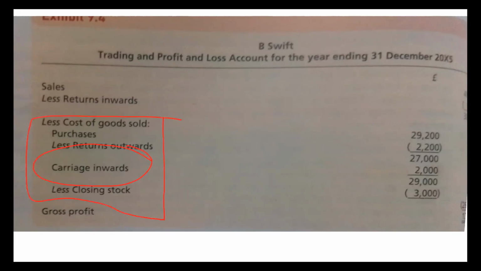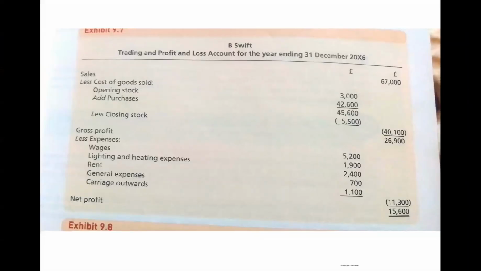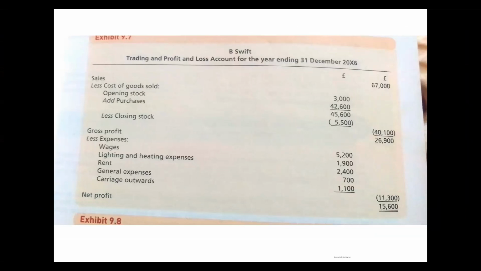Okay. Then carriage outward, it's here, it's under expenses. You see, right? It's here. These are expenses. Yes. Okay.